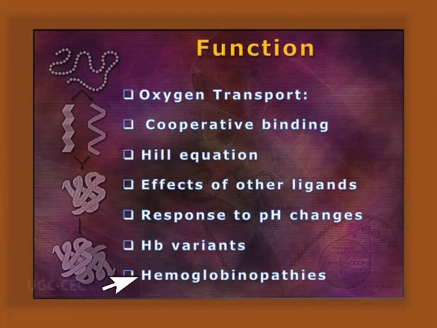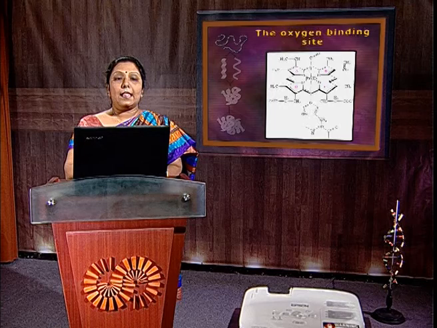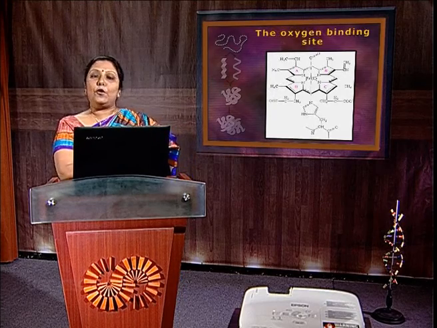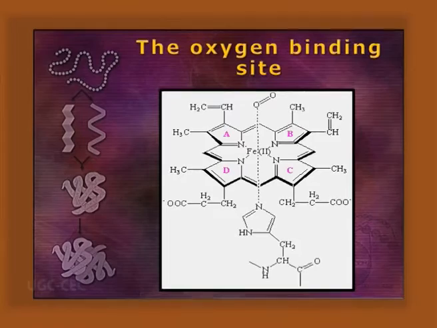and different hemoglobinopathies. The oxygen binding site: I have already told you that iron is within the heme, that is the prosthetic group, and here it is octahedrally coordinated. The 4 ligand binding sites are occupied by the nitrogen of the tetrapyrrole ring. The 5th binding site is connected with the proximal histidine, and the 6th binding site will be bound to the oxygen, that will be connected to the distal histidine here.